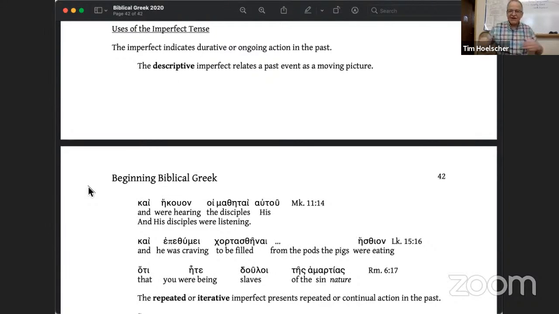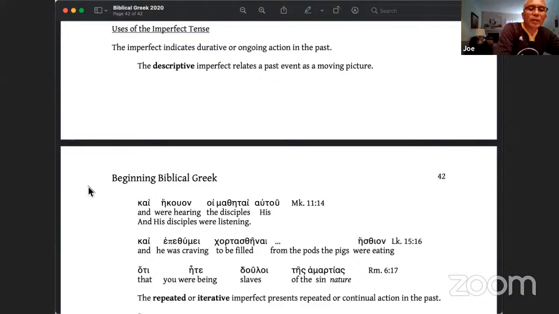But I always think that when I look at the pods here, to be a type of person that everybody else would go, there's no way I'm going to eat this stuff that these pigs are eating. And he's so hungry, he's thinking, I would like to eat this stuff that right now they're eating. This, I think, is part of the illustration of the imperfect tense.